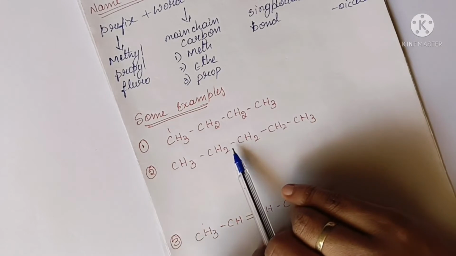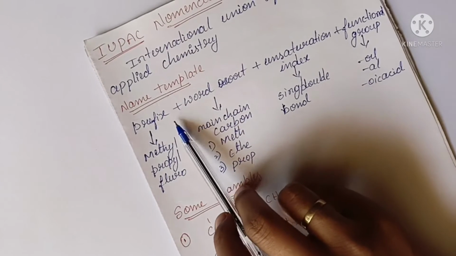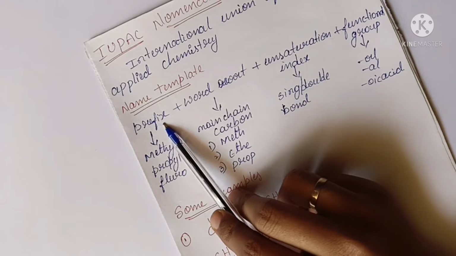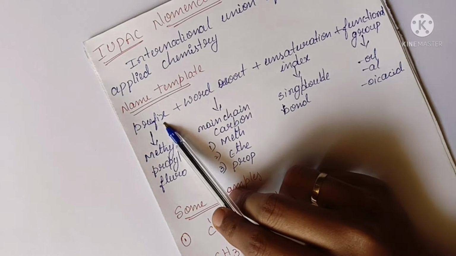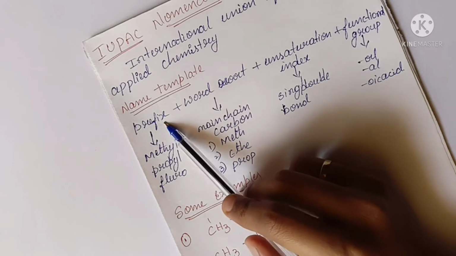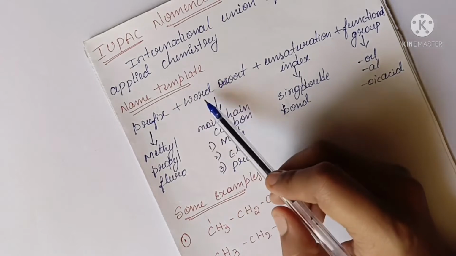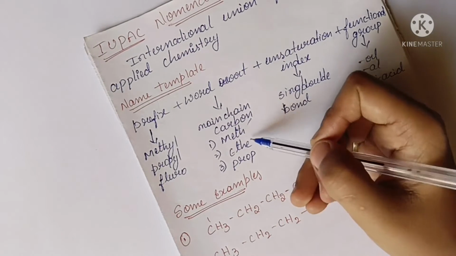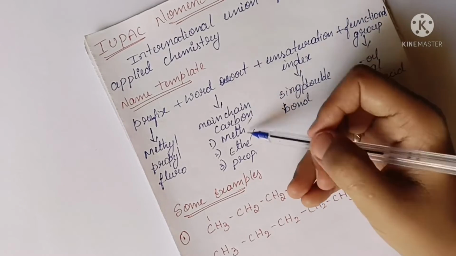There are some rules on how to name them. Just have a look at the naming template. First, you have to mention whether it is a prefix or a suffix, and then you need to find the word root, how many carbons there are: one carbon, two carbon, three carbon. That is how the word root works.